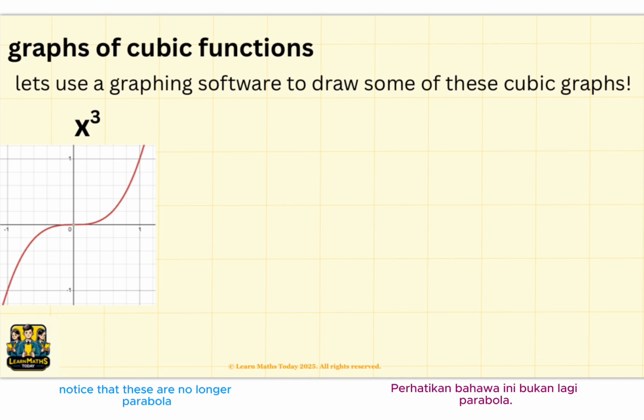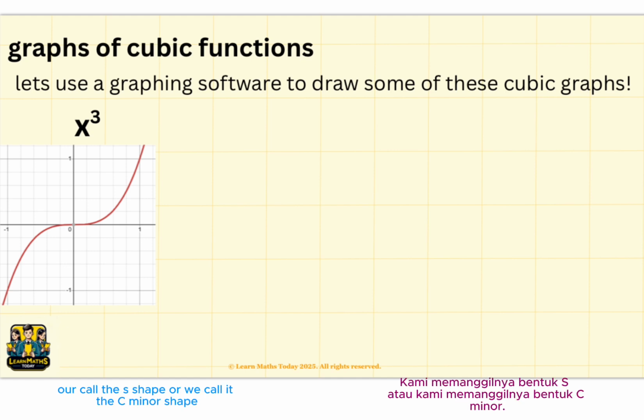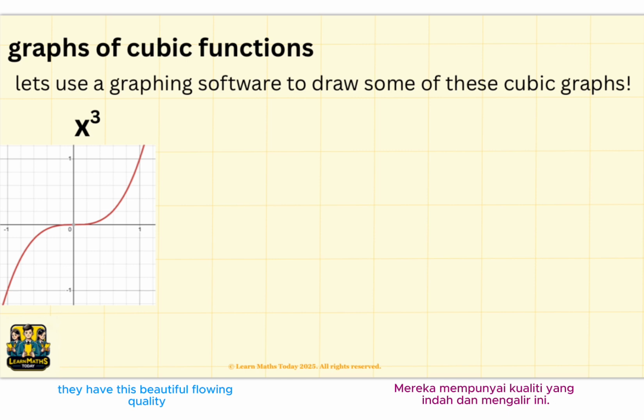Notice that these are no longer parabolas. The cubic function creates what we call the S shape, or the sigmoid shape. They have this beautiful flowing quality, kind of like a gentle wave frozen in time.